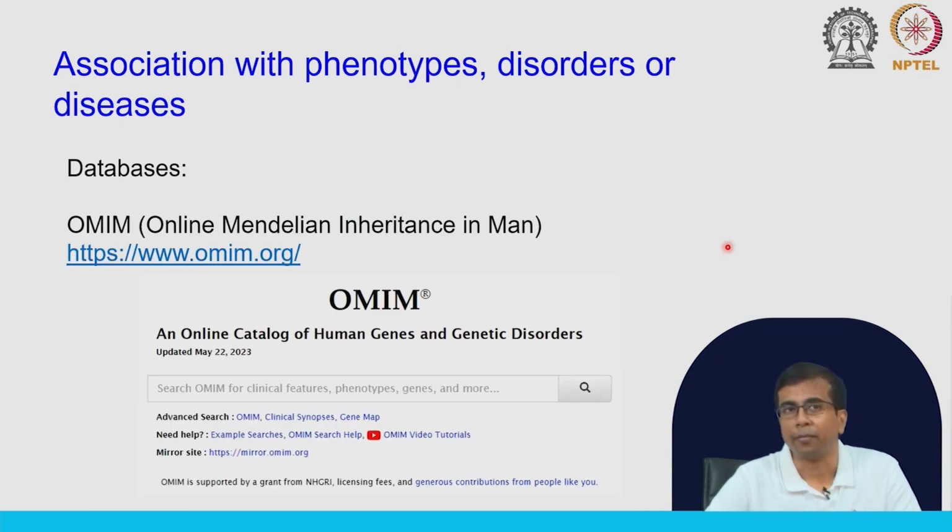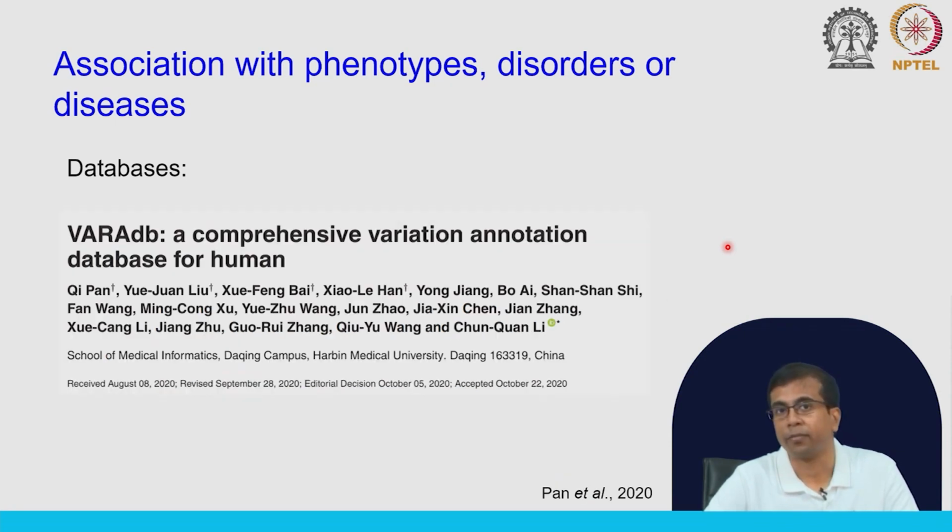Then you have the OMIM database, Online Mendelian Inheritance in Man. This is an online catalog of human genes and genetic disorders, looking at variants that have been associated with genetic disorders or diseases. You also have more recent databases coming up. For example, this is one database with comprehensive variation annotation. It is not just clinical annotation, it also contains regulatory information, whether this variant is associated with certain gene regulation changes, or some change in transcription factor binding. All this information can now be combined together and put into the database.